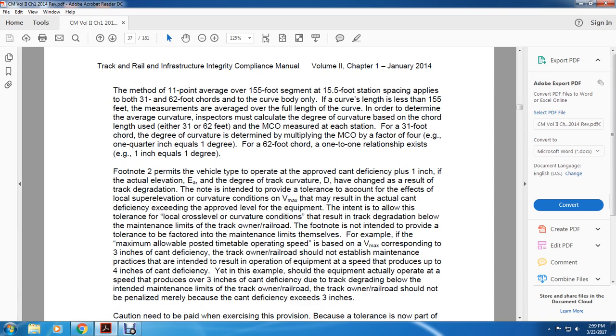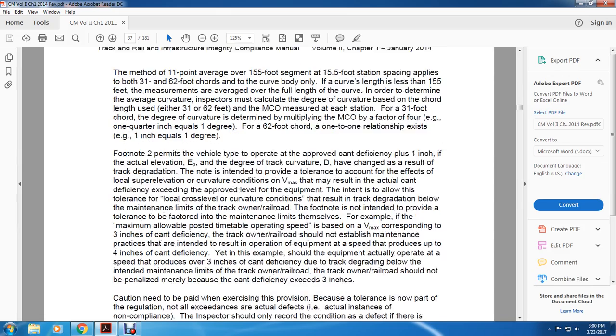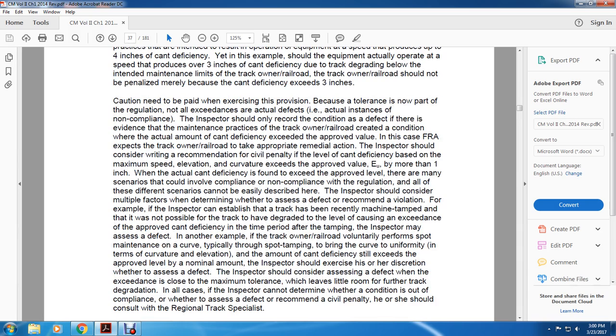For example, the maximum allowable posted timetable operating speed is based on the 5-inch Emax corresponding with the 3 inches of cant deficiency. The track owner railroad should not have maintenance practices established that result in operation of equipment at speeds with cant deficiency reduced up to 4 inches. In this example, should the equipment actually operate at the speed proceeding with the 3 inches of cant deficiency due to the track degrading below the intended maintenance limit of the track owner, the track owner railroad should not be penalized merely because the cant deficiency is over 3 inches.